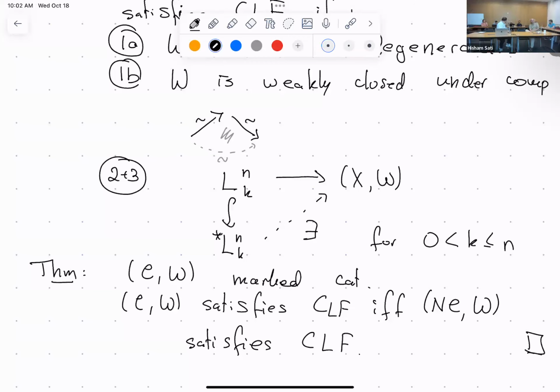How does this end up comparing to something like the hammock localization? Well, it computes the localization. So the hammock localization takes you from a marked category to a simplicial category, which then you can fibrantly replace and apply the homotopy coherent nerve and get a quasi-category. Or you can do the thing directly, as in you can just take the nerve of the category and do this localization that I described, and the result is equivalent. I don't know if there's a direct map, but there's certainly a zigzag of 5.